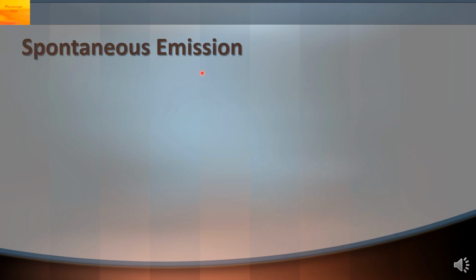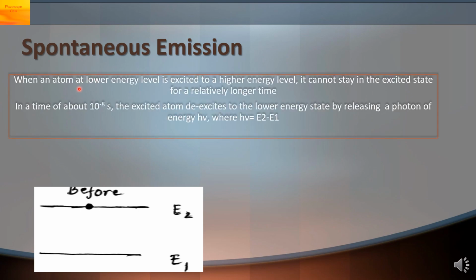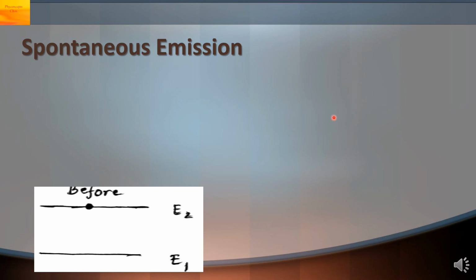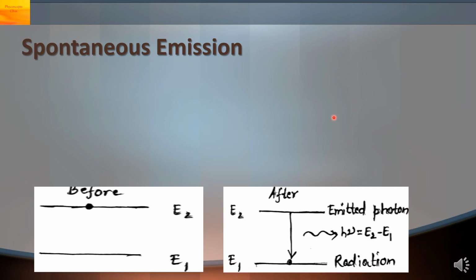Next is spontaneous emission. Suppose the atom is at the lower energy level and it is excited to the higher energy level, as we saw in the absorption process. By absorbing a photon, the atom is excited to the higher energy level E2. Here the atom cannot stay in this excited state for a relatively long time. Within about 10 raised to minus 8 seconds, the excited atom de-excites to the lower energy state E1, and during this process it releases a photon having the same energy h nu, which is equal to E2 minus E1.